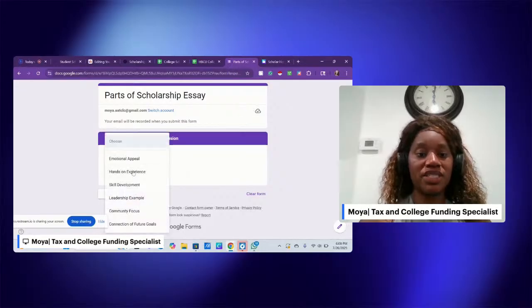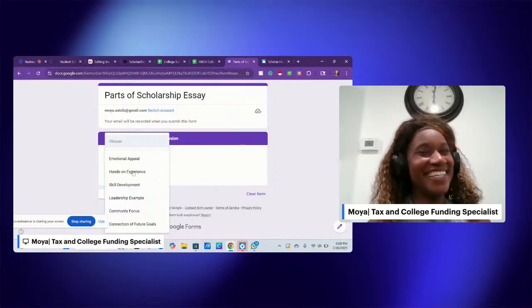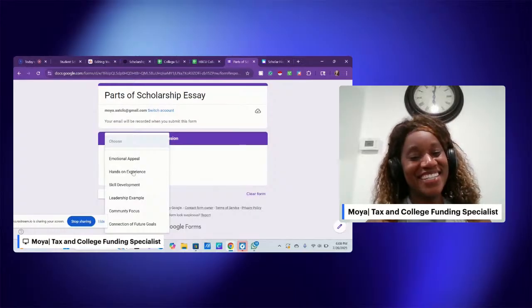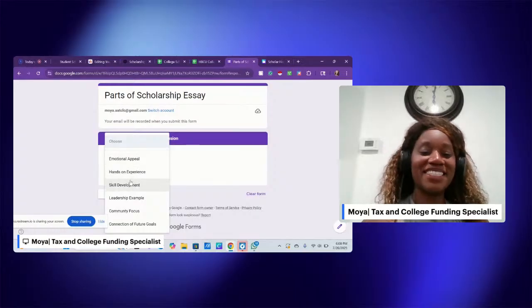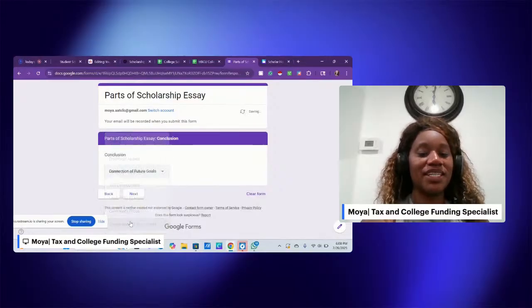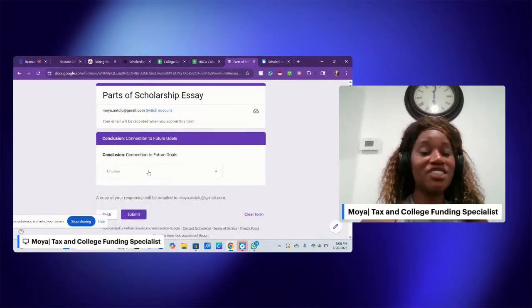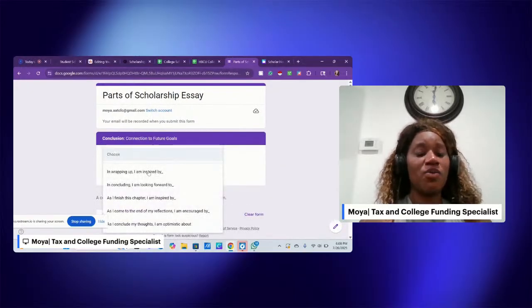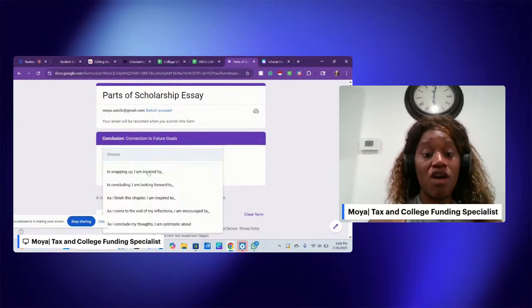Okay, and conclusion. This is 8 or 9. Okay, so we have emotional appeal, hands-on experience, skill development, leadership example, community focus, connection to future goals. And then this is our closing. We're definitely using closing language on purpose.